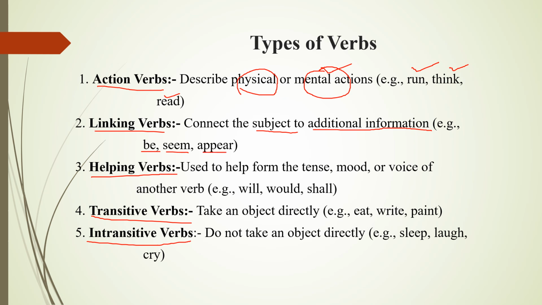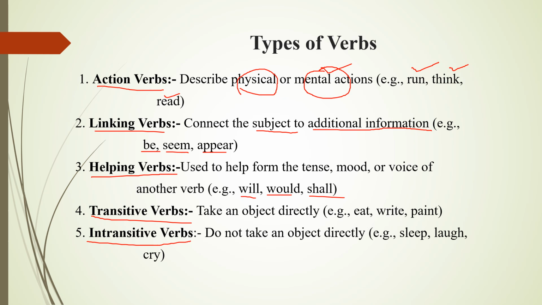Then we have helping verbs, as the type or the name itself shows. It indicates that it is used to help form the sentence, mood or voice of another verb. And these are very simple. They are like will, would, shall, is, am. So they are helping verbs.